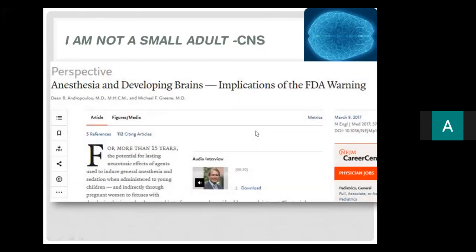The other thing about the CNS, there's one question that's asked about anesthesia and the developing brain that we can't leave this discussion without talking about, and it's a debate.